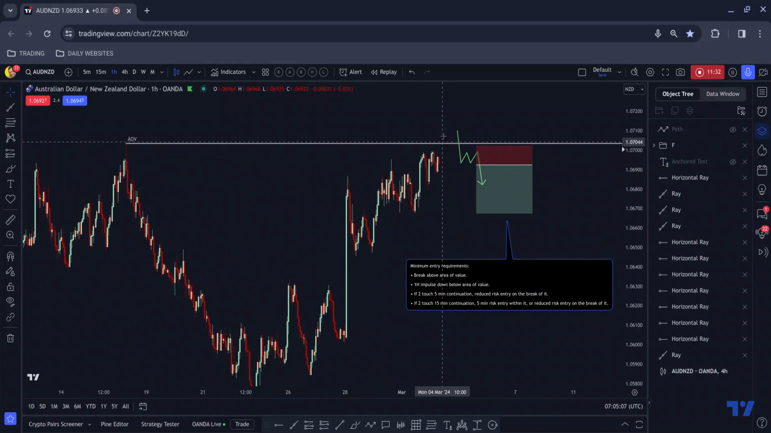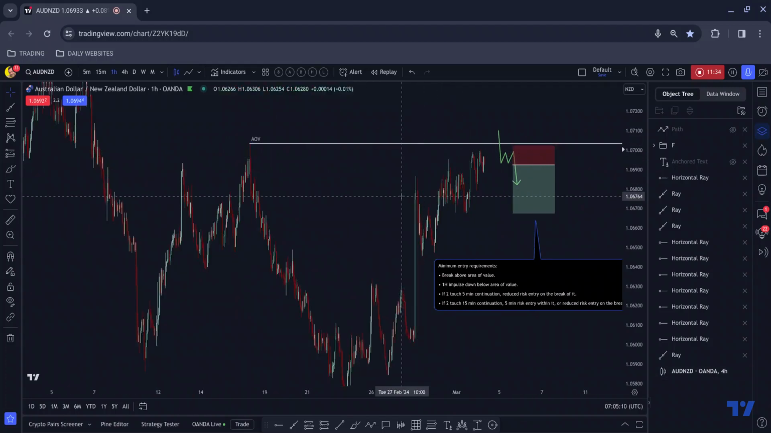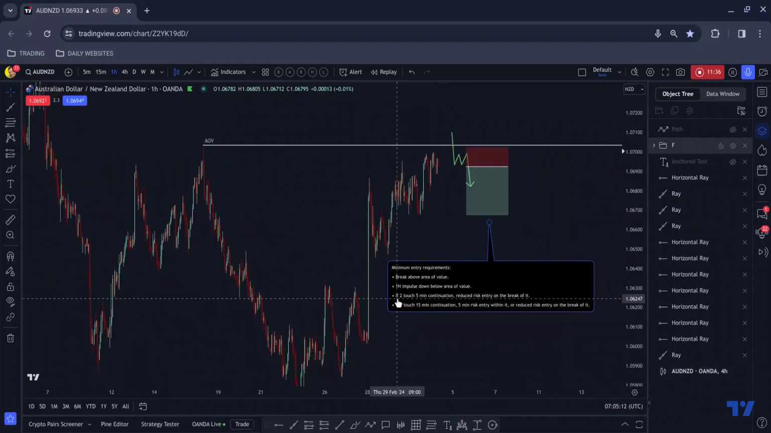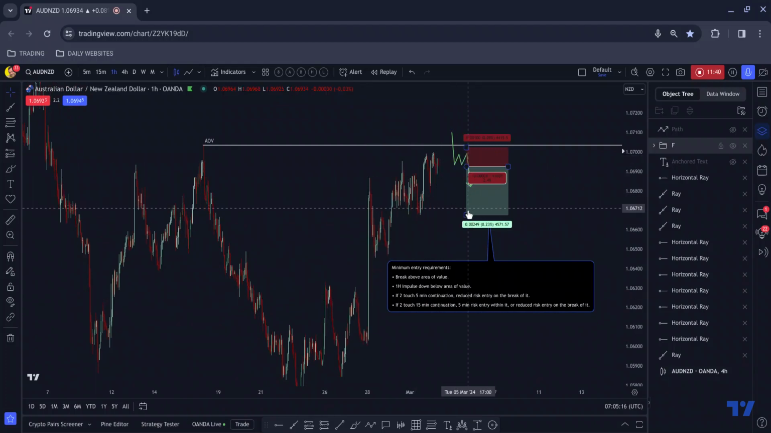Okay, so with all of that in mind, what I'll be looking for is the following. I will be looking for price to tap into this area, push down, and then I'll be looking for either a 5-minute continuation as before, and then I would look to get short on the break, and I'll be able to manage it down to this first inflection point for something in the region of 2.5%.